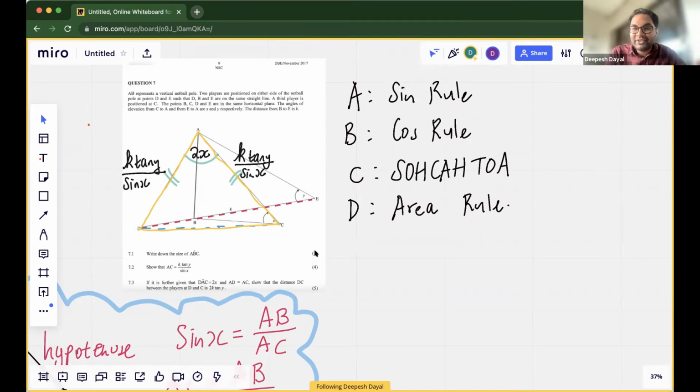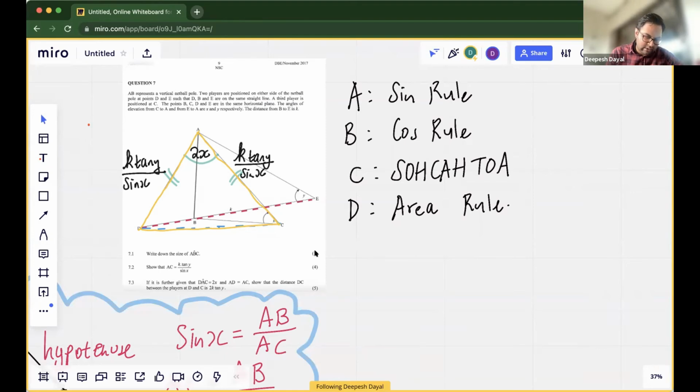So we can use either sine rule or we can use cos rule here, right? Cos rule is the one with lots of squares in it. Remember, a squared equals b squared plus c squared minus 2bc cos A. Sine rule, a over sine A equals b over sine B equals c over sine C. So we need to decide, which one are we going to use?